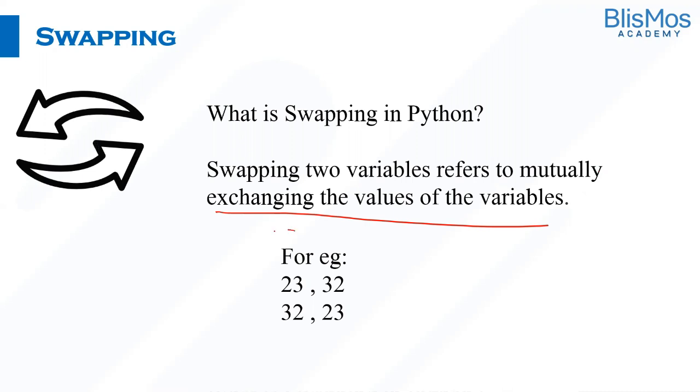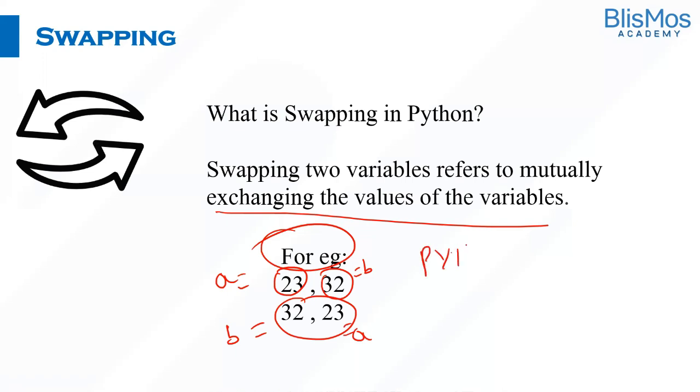For example, assuming that A is 23 and B is 32, if I want to swap, if I want to exchange the values of A and B, we can do that. Then B becomes 32, A becomes 23. So we want to swap the numbers by writing a Python program.